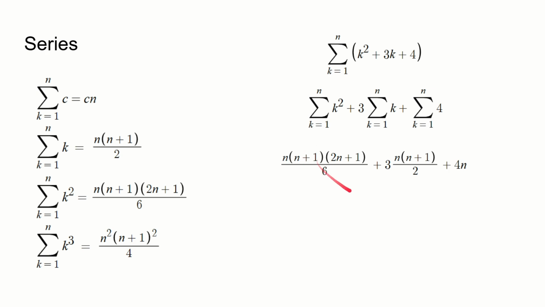And this would be k squared. This is 3 times the sum of k. And this is 4 times n. And then we just combine it all. And if we want, we can put it back into the form similar to here. Then this would be the answer. And all of these are exactly equal.